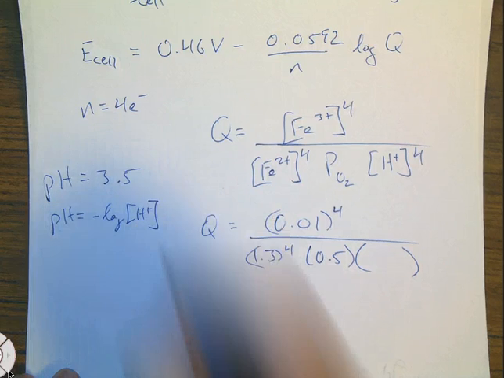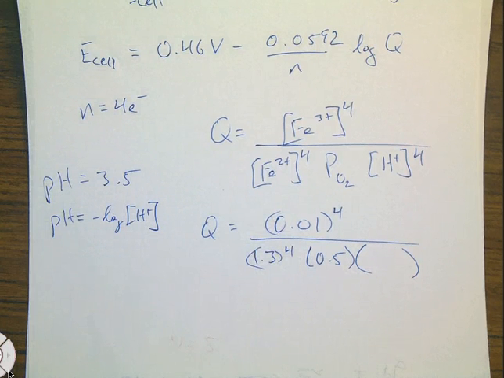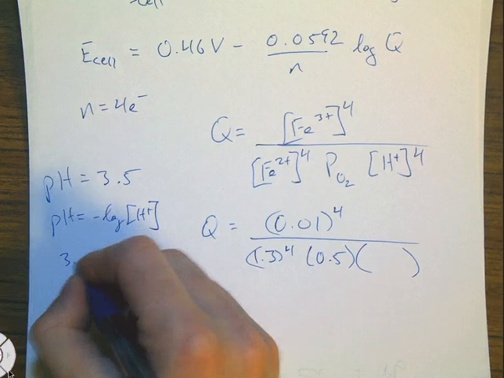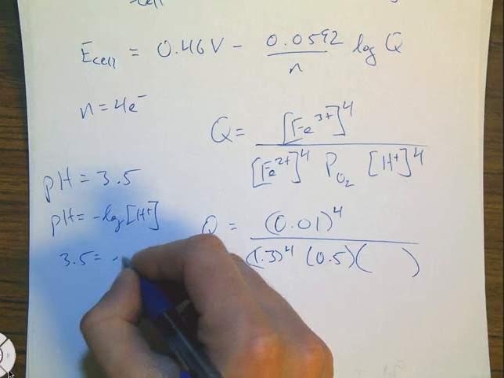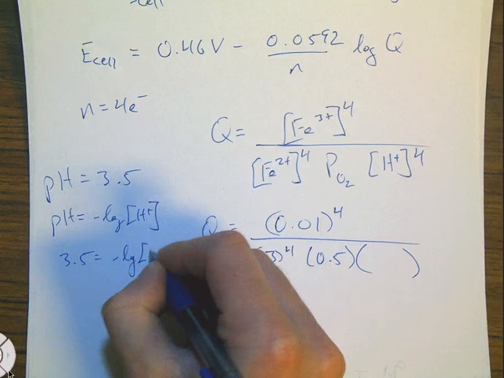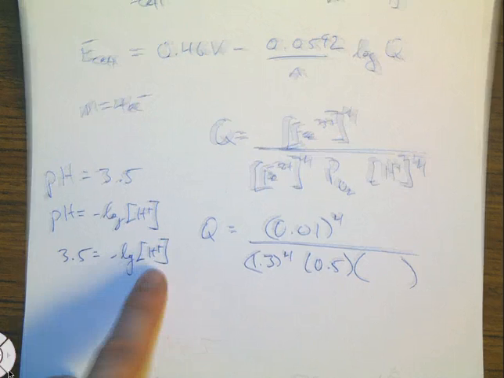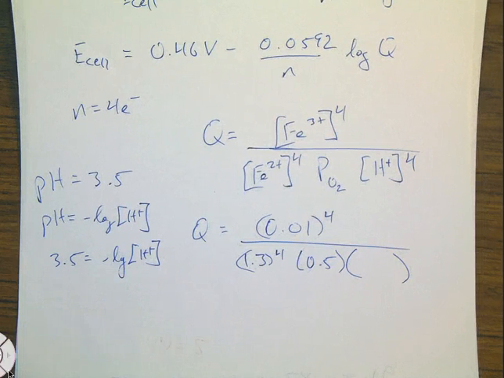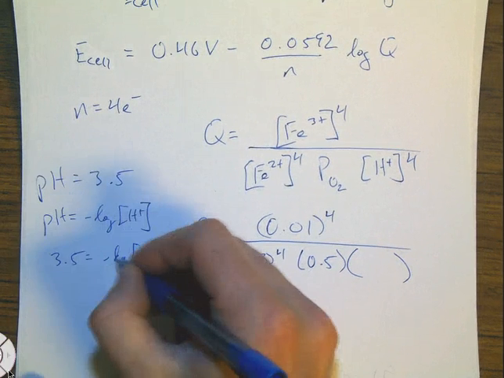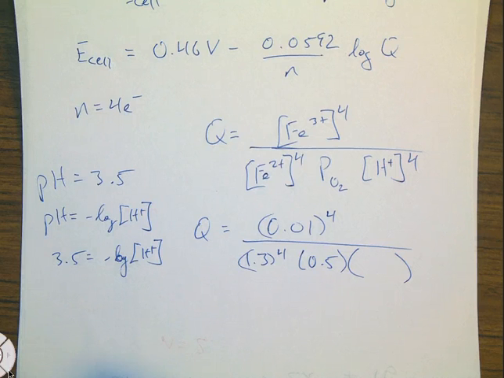As Trevor was just pointing out to me, there was a question on the multiple choice practice test that I gave you that had you do a problem exactly like this, where you had 3.5 equal to the negative log of H+.